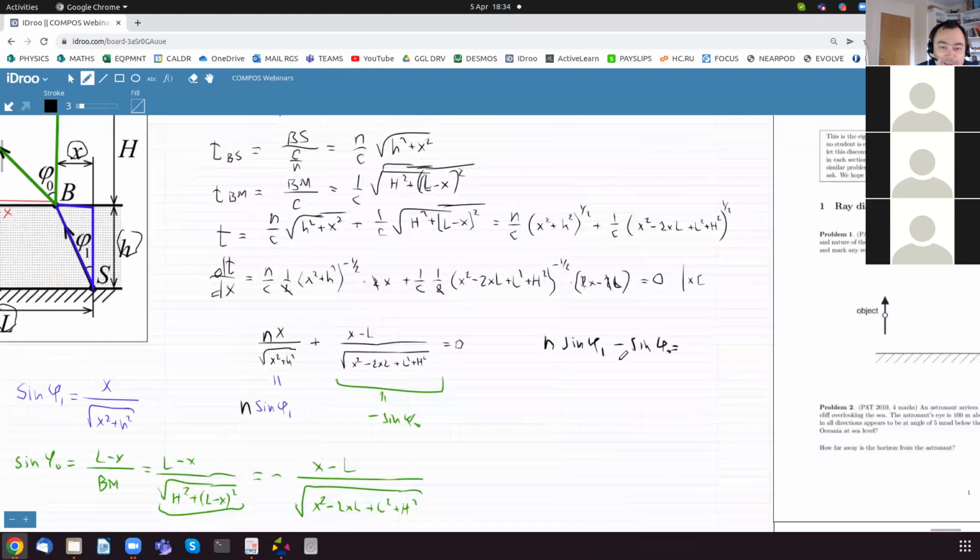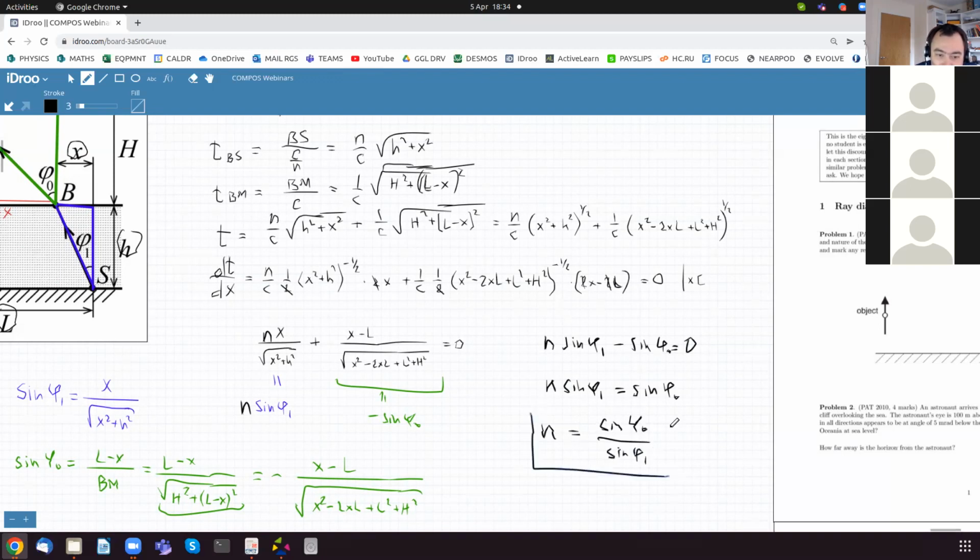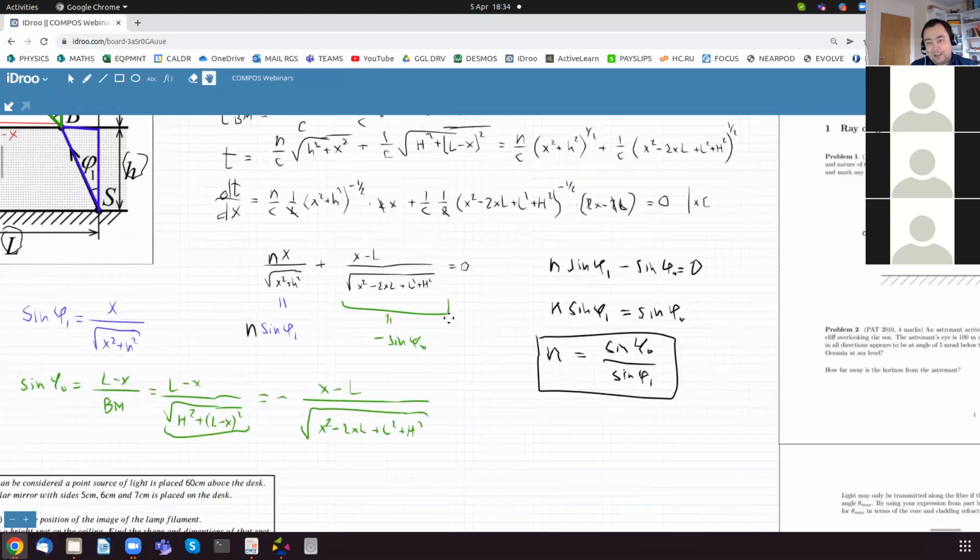I'm just going to rearrange that, so n sine phi 1 equals sine phi 0. So n is equal to sine phi 0 divided by sine phi 1, which is really cool if you think about it. This is the refractive index. This is Snell's law, which you're very familiar with.